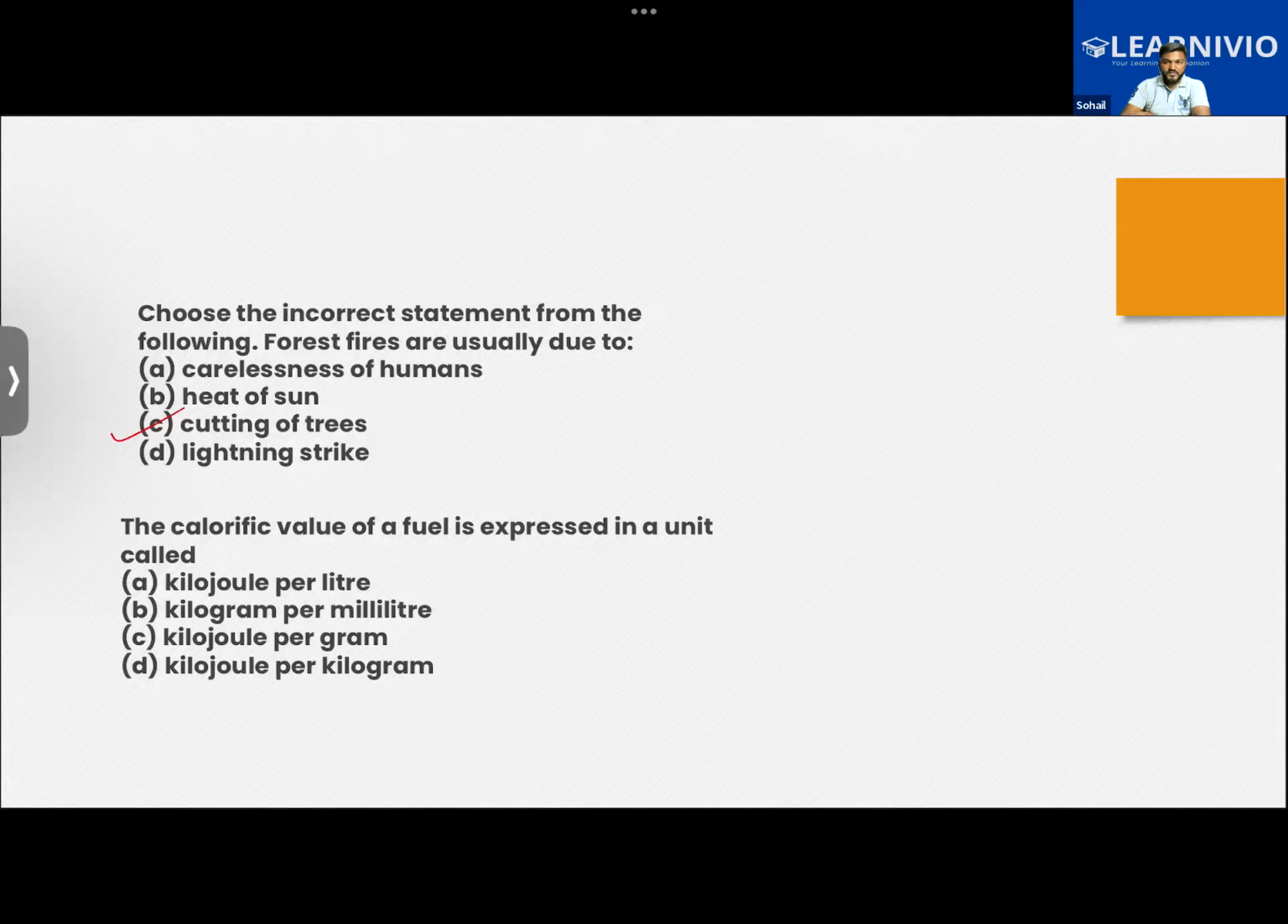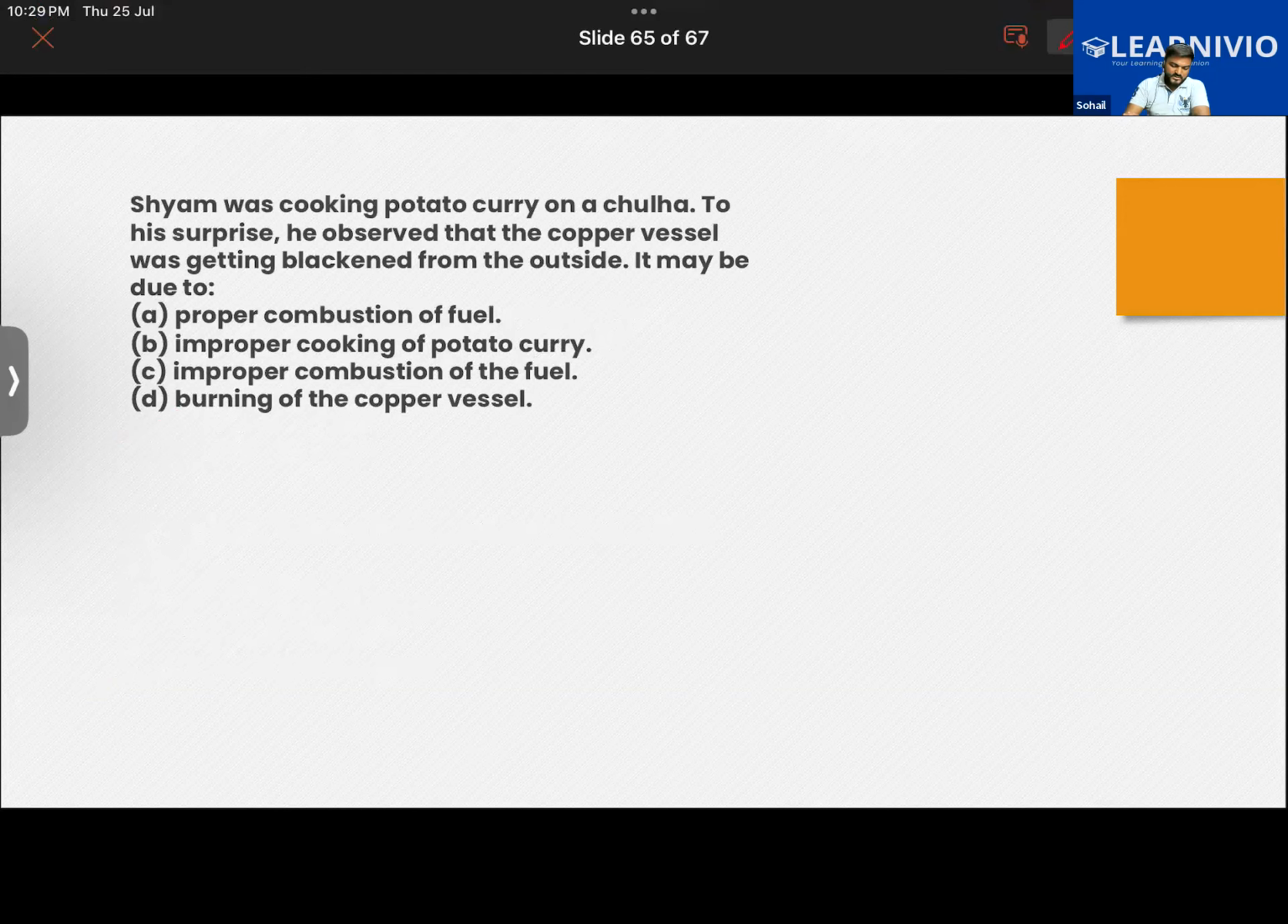Okay. Last question. Do this one. The calorific value of a fuel is expressed in a unit called kilojoule per kilogram. Okay. You can answer this one also. Shyam was cooking potato curry on a chulha. To his surprise, he observed that the copper vessel was getting blackened from the outside.